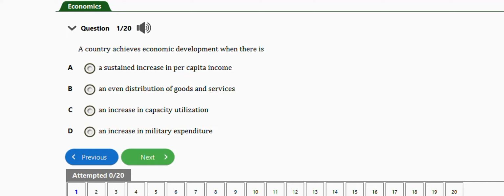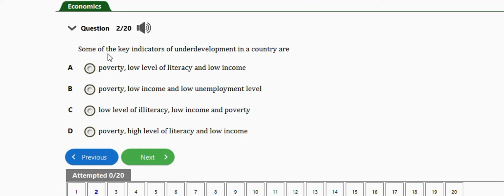Let's get started. The first question I have here says, a country achieves economic development when there is, option A, a sustained increase in per capita income and even distribution of goods and services, an increase in capacity utilization, and increase in military expenditure. So guys, the right answer is option A, which is when there is a sustained increase in per capita income.